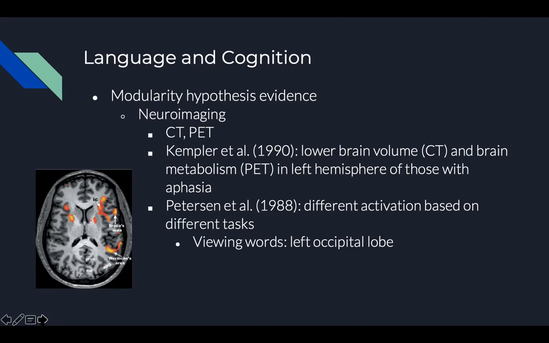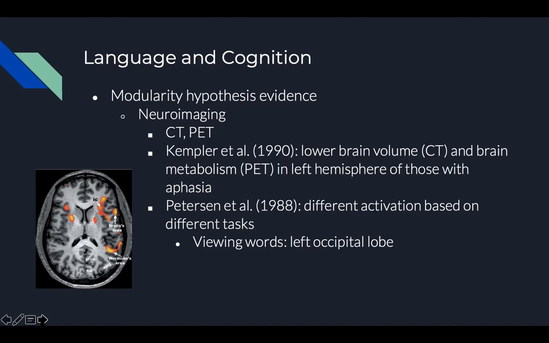So in this study, the people who just simply were viewing words on a screen were found to have activation of the inner left hemisphere in the occipital lobe. So if you remember back to when we broadly and generally talked about the neuroanatomy of the brain, the occipital lobes are in the very back of the brain, and this is specialized for visual information.